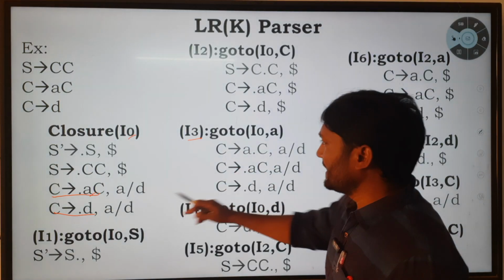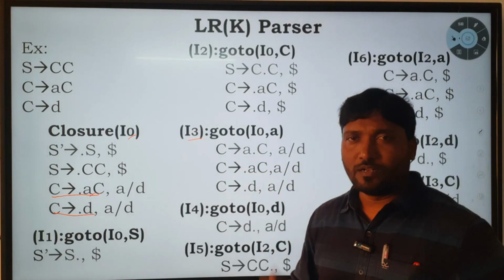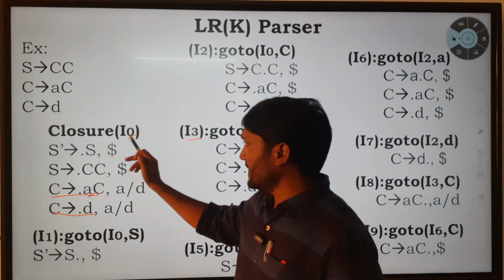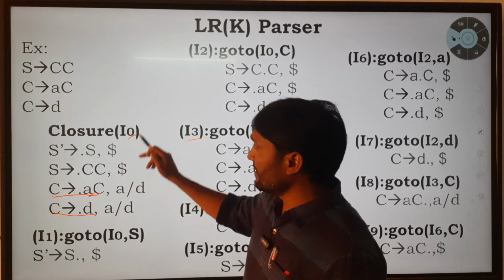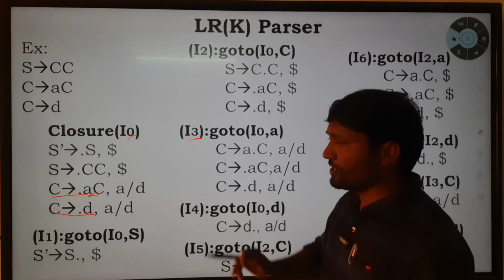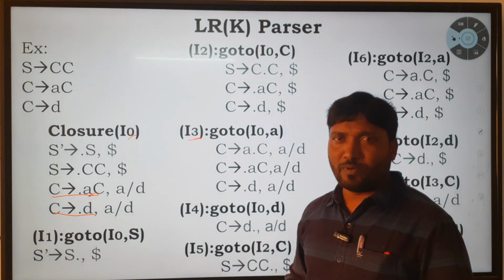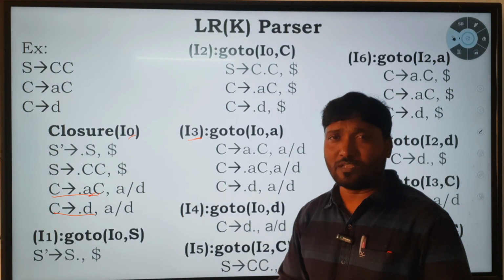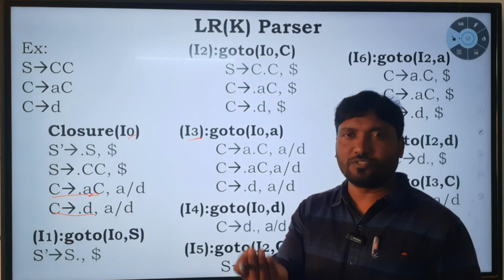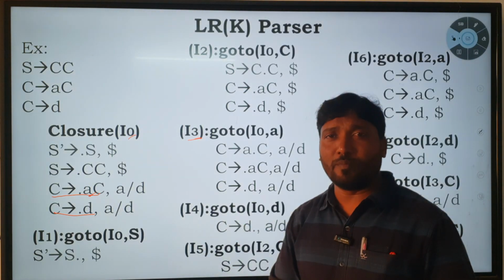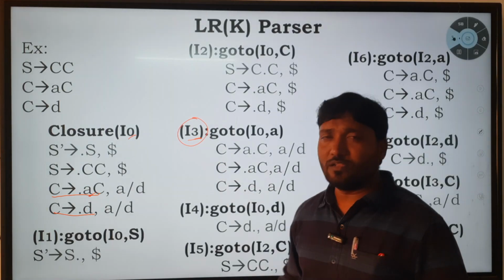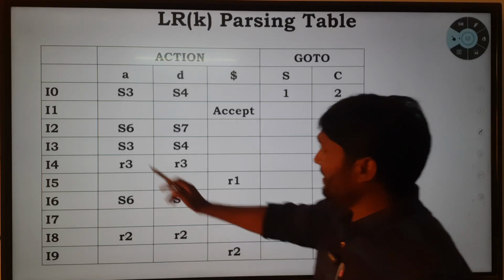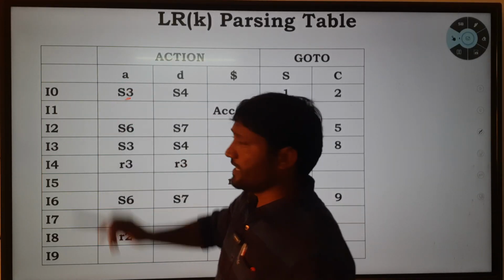That is C derives A dot C with input string A, D. That means in the closure of I0, after the dot there is a terminal symbol. Now check where it ends: I0 comma A ends in I3. If it ends in I3, we fill the table with S3, where S means shift. We fill S3 because it ends in I3. So 0 comma A is filled with S3.